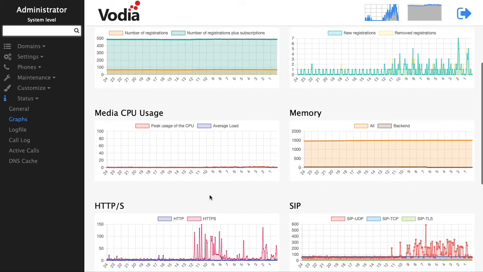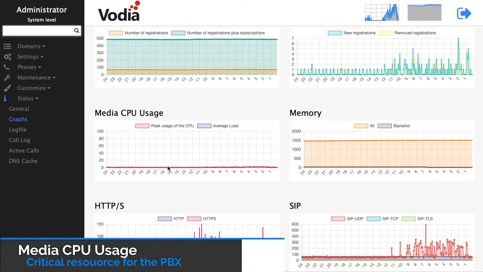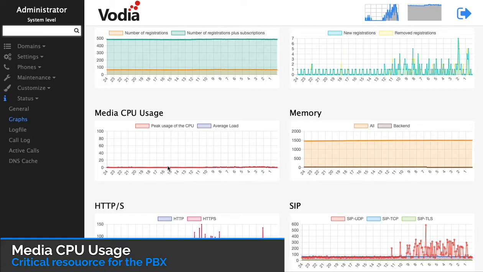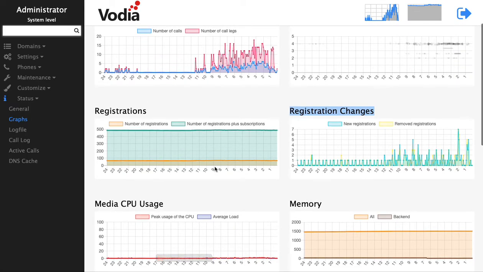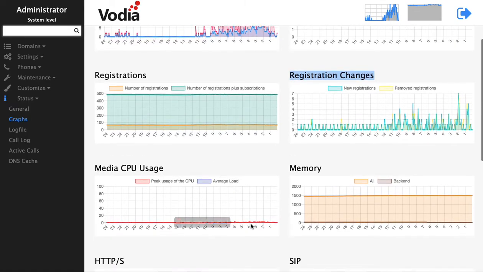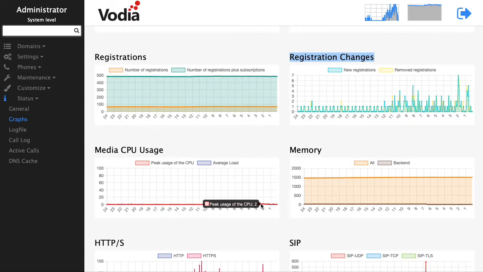Then another important graph is the media CPU usage. This is a critical resource for the PBX. So we have two numbers here: the peak CPU usage and the average load in that time interval. And you can see barely anything here. I mean, we had maybe 6 or 7 calls, so it's not really moving the needle. It's like 1 or 2% of the CPU. That means our system is totally underwhelmed from the call load.